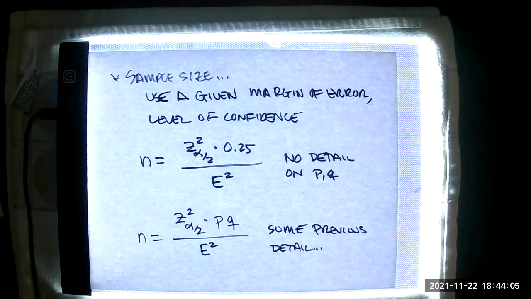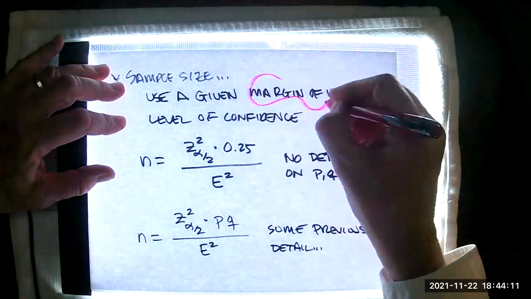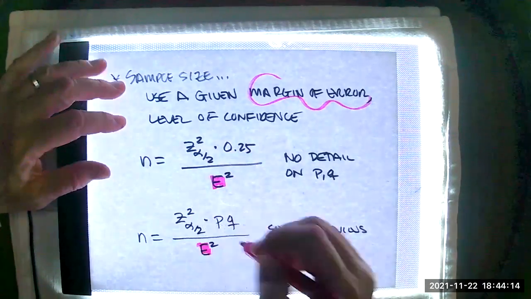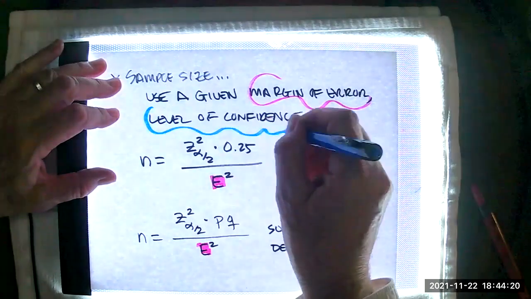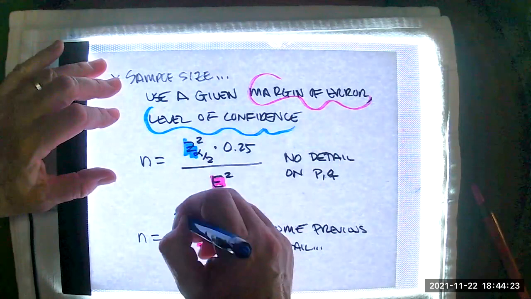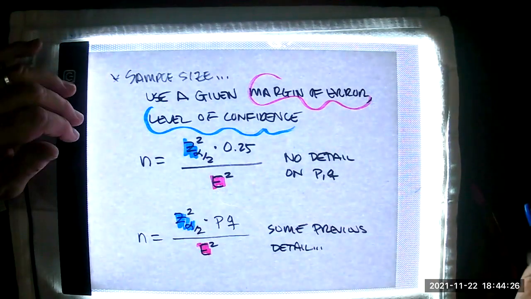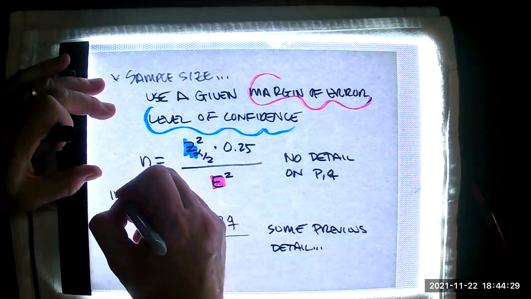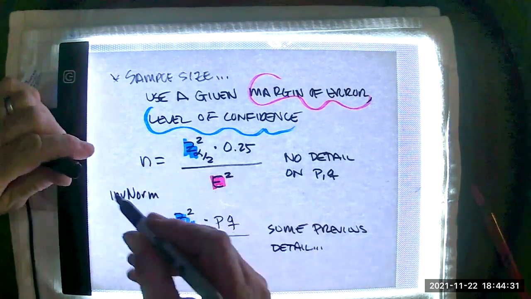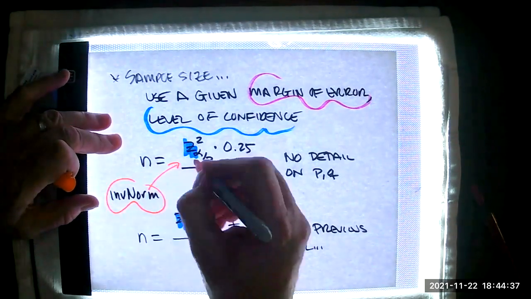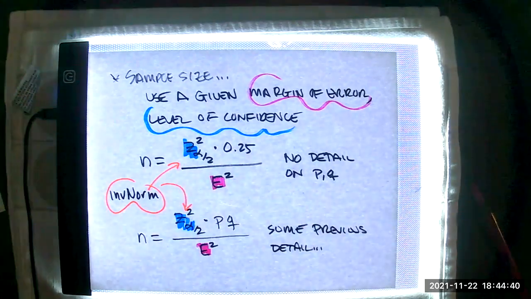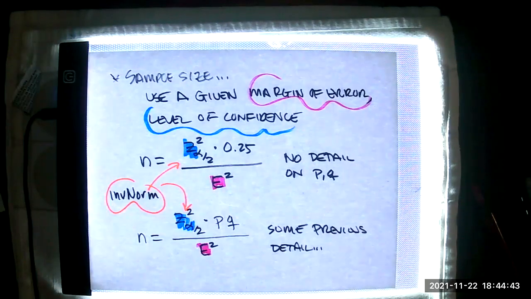You have to read the problem carefully, but as I say, we have to give you the margin of error, e, and we have to give you the level of confidence, and that level of confidence gets us the critical value, z alpha over 2, again, using that inverse norm tool. So that inverse norm tool goes in just like it looks. Keystrokes are usually not an issue.